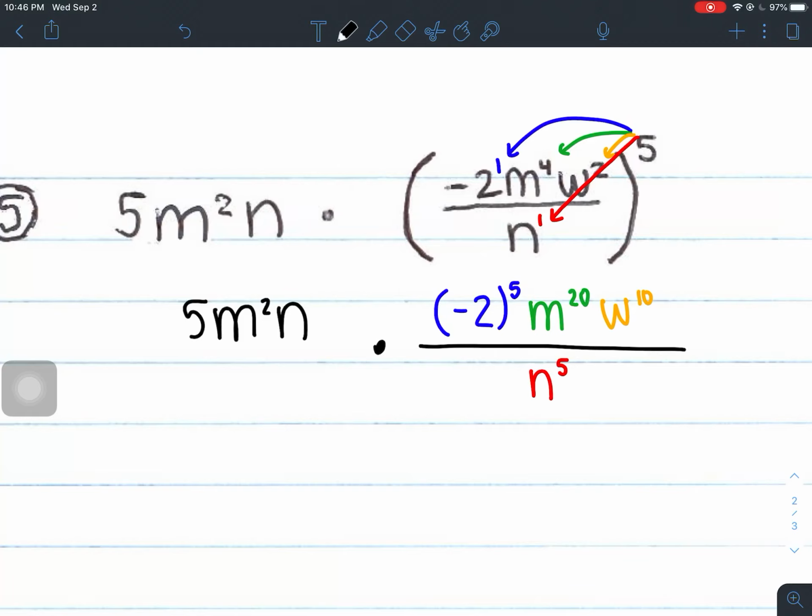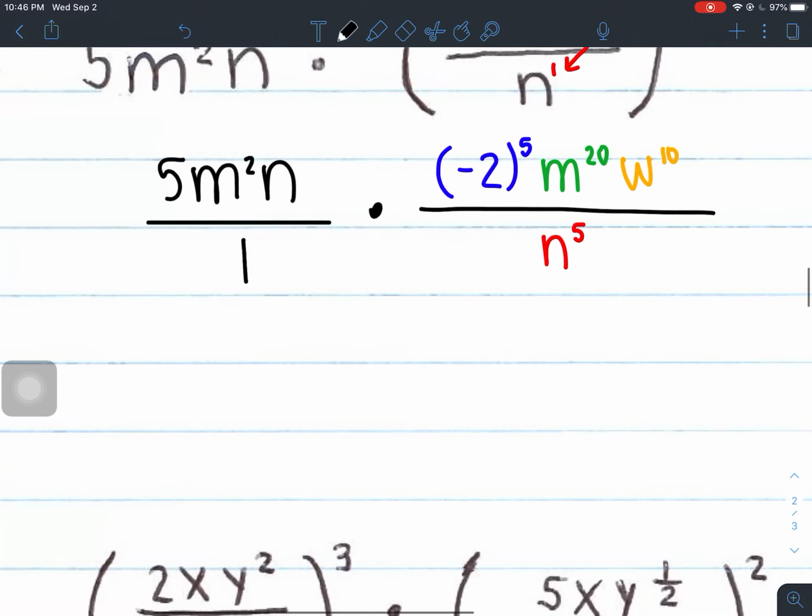Now, you're like, well, how am I supposed to multiply these together? Remember, how do you write anything as a fraction? If I want to write 5 as a fraction, what would I do? I would do 5 over 1. You're going to do the same thing here. So this is really all over 1.